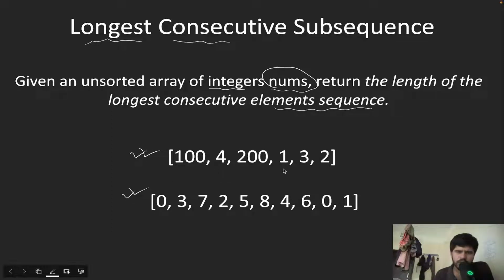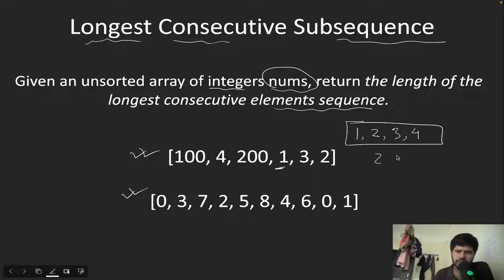Here, if we start from 1, what is the longest consecutive subsequence? If we add 1 to this one, we get 2, which exists. If we add 1 to this 2, 3 exists. If we add 1 to this 3, 4 exists. So this is the longest consecutive subsequence, or sequence we can say. And if we add 1 to this 4, 5 does not exist. So this is the longest.